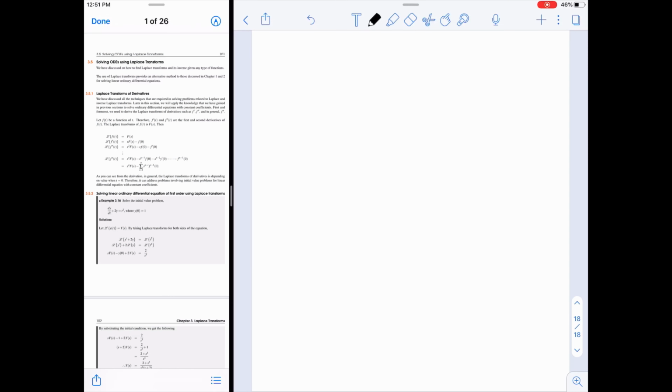Hi everyone, let's continue the lesson. Previously, we have learned how to take the Laplace of simple equations and how to take the inverse Laplace. But now we would like to use that knowledge to solve the ordinary differential equation. Do you remember the ordinary differential equation?